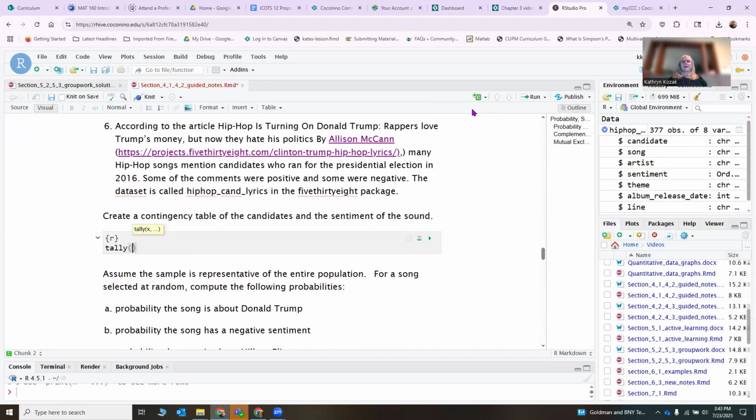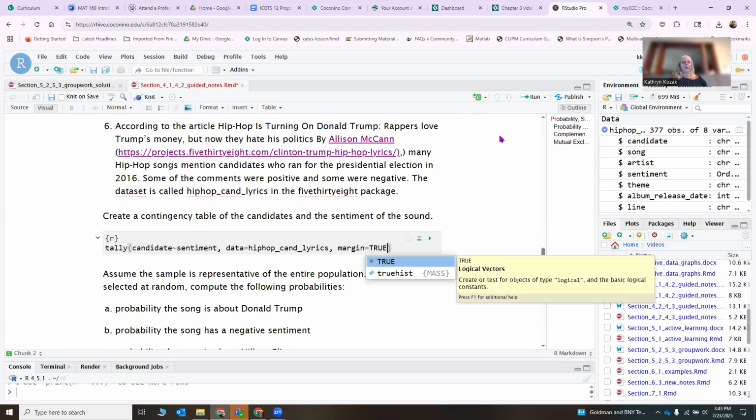And the tally command is going to use the variable candidate. And with it, I'm going to do the sentiment. And then I'm going to use my data is equal to my hip hop. And I'm going to do something called margin equals true. And what that will do is just show me what the totals are.